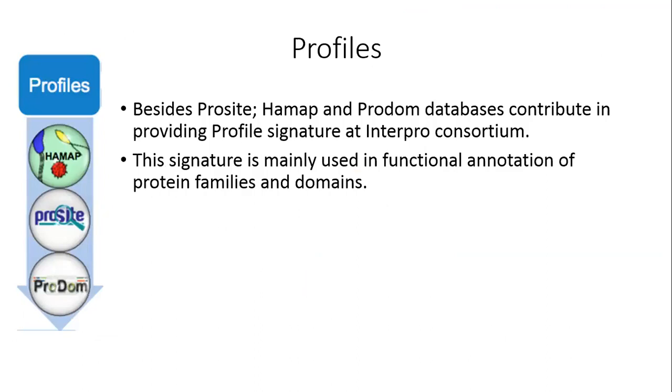Then, we have talked about PROSITE that creates profiles. Apart from PROSITE, there are two more member databases that provide these profile signatures, called HAMAP and ProDom. Okay, so these two databases also contribute profiles in your InterPro consortium. This signature is mainly used for functional annotation of protein families and functional annotation of domains.